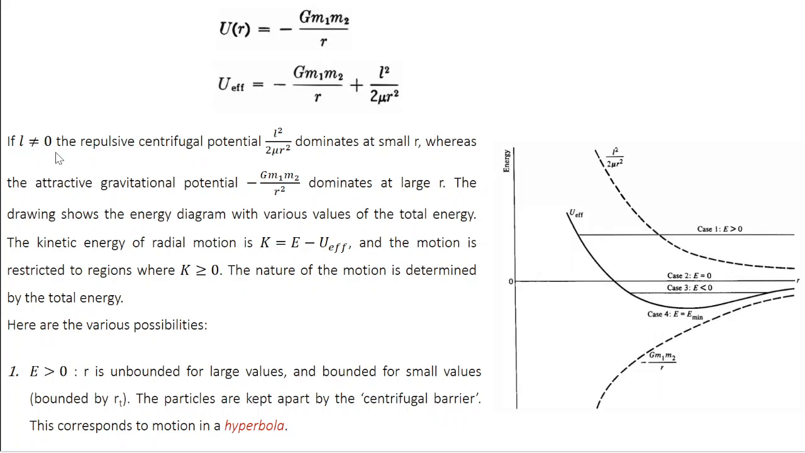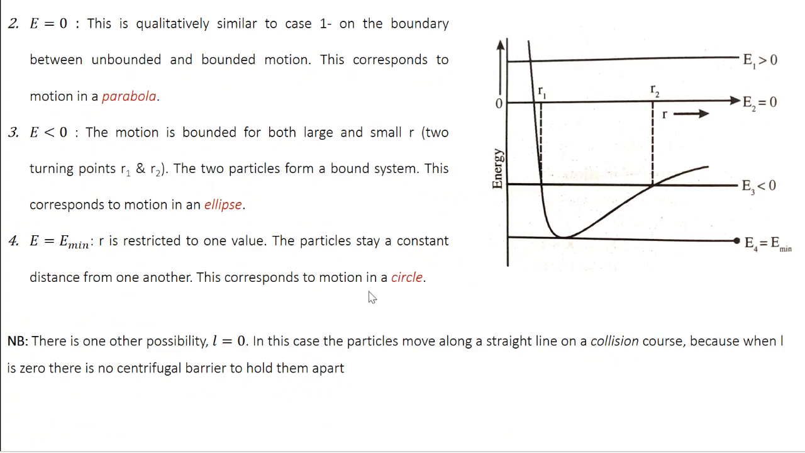On the other hand, if L equal to 0, what happens? As I said, the second term corresponds to the centrifugal potential, right? This is the term which captures the sense of rotation, right? And if L equal to 0, this is a case of two particles moving in a straight line, right? There is no rotational sense there. And since L equal to 0, the repulsive centrifugal force is going to be absent. It is going to be non-existing. So there is no centrifugal barrier to hold the particles apart.